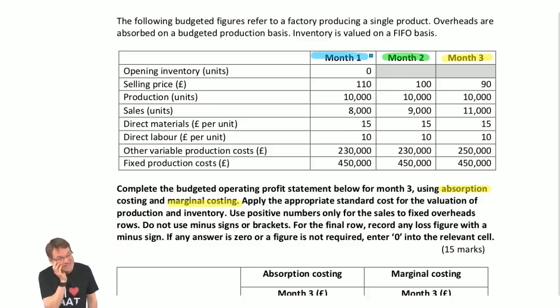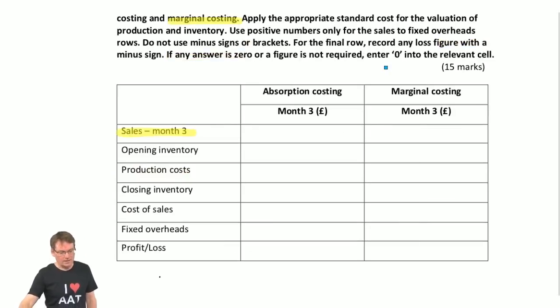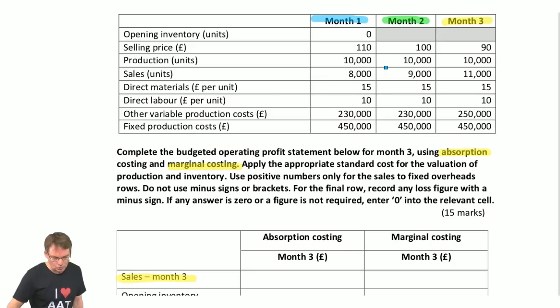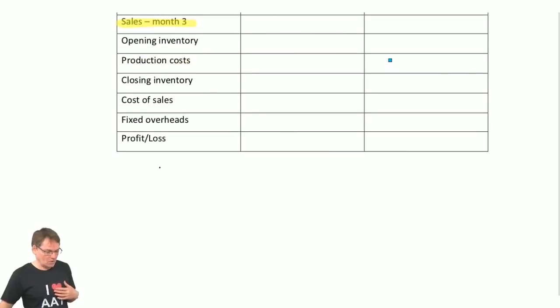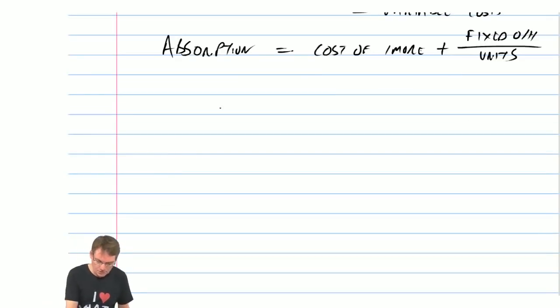Now, there is a reason why we are being given month 1 and month 2. And the reason is because we will need the opening and the closing inventory. We are not told what the opening and the closing inventory are for month 2 and month 3. We're going to have to work it out. So I'm going to do that first. So the first thing I'm going to do then is the inventory.